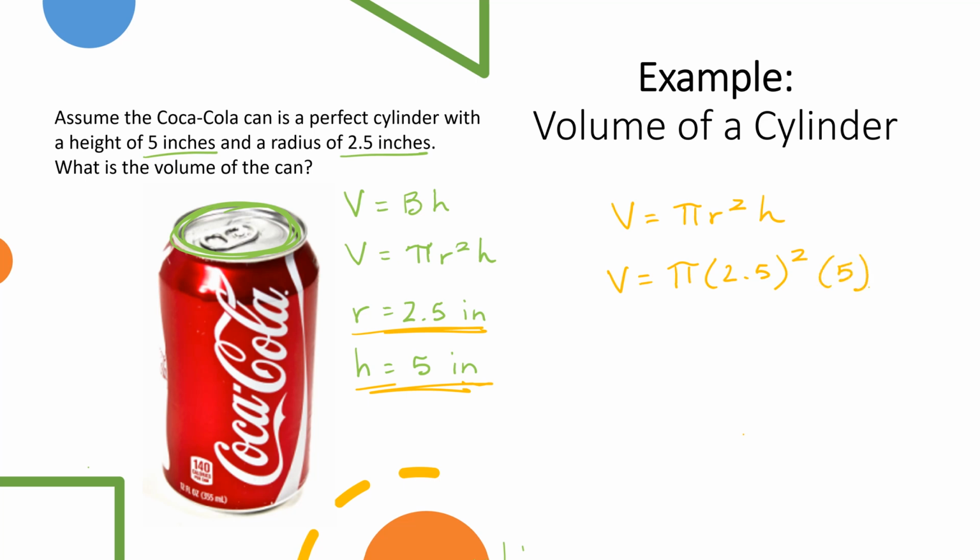Now we need to use order of operations. So order of operations tells us to do our exponents first. That means I need to do 2.5 squared, 2 and 5/10 squared. 2 and 5/10 times 2 and 5/10 is 6 and 25/100, so 6.25.